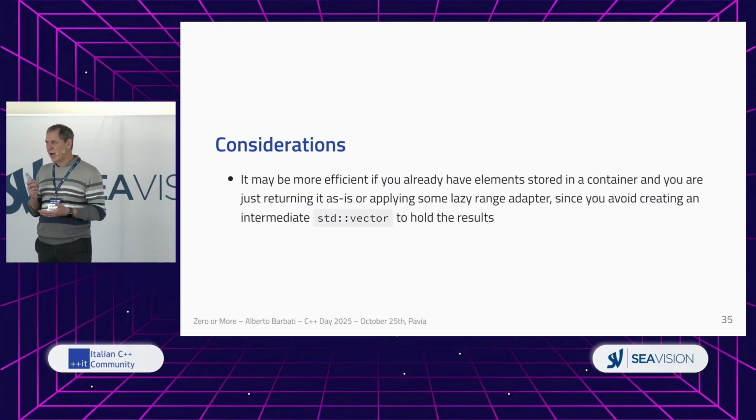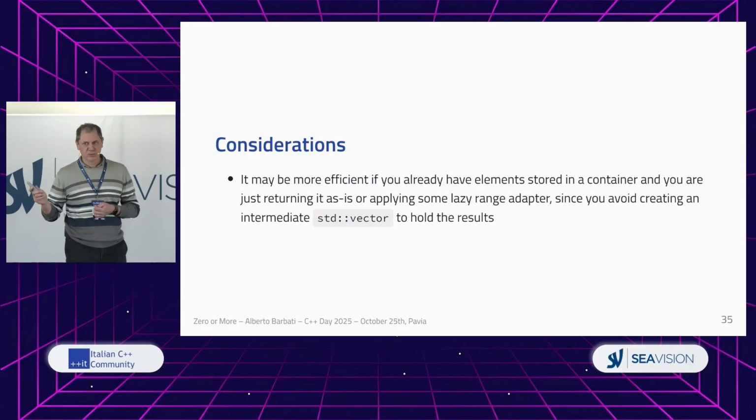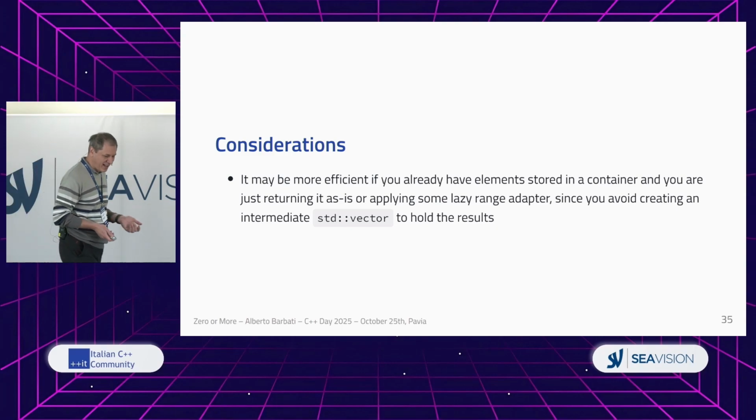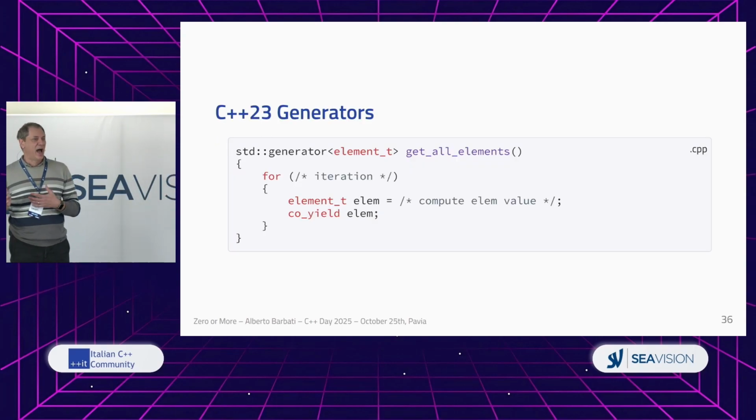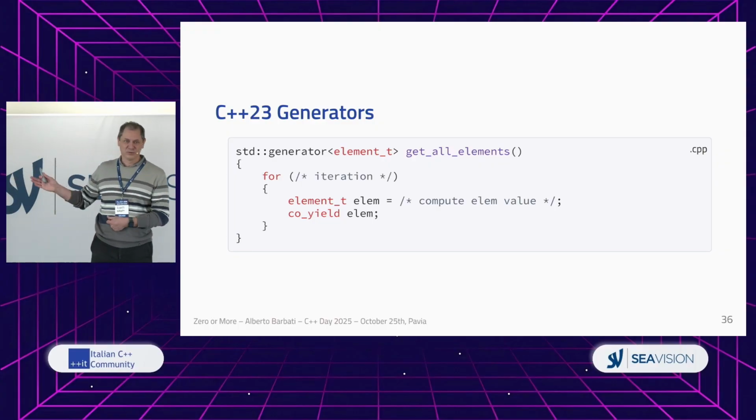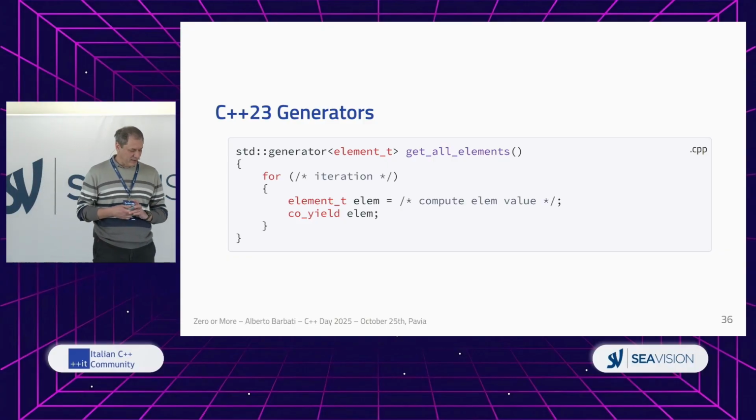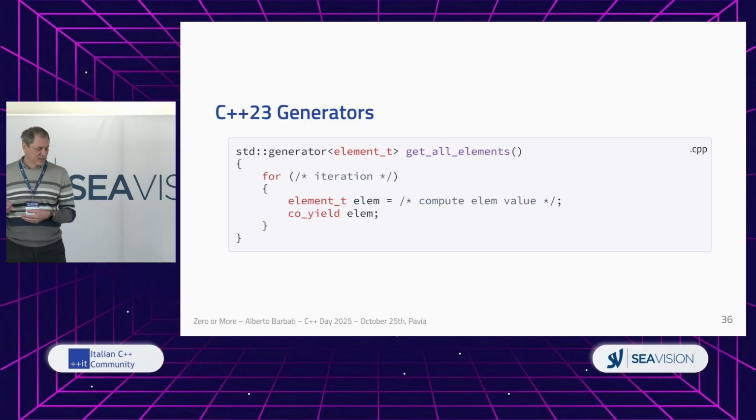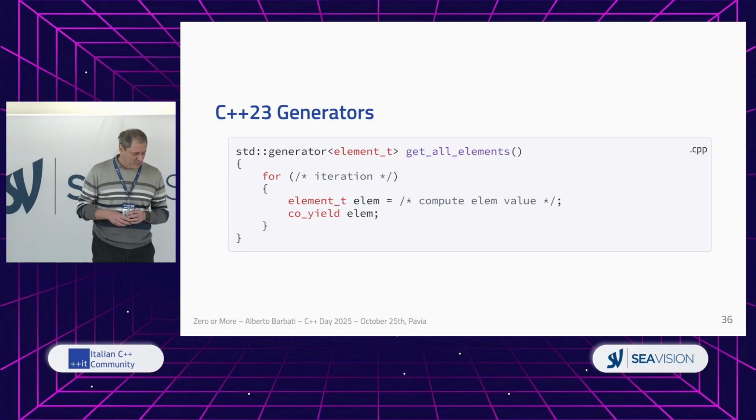Okay, so I think that now I have to give the $1 million back to Marco, because I am going to speak about coroutines. C++23 has generators. I did a talk only on generators, so if you want details, you can look in the Italian C++ channel and find my talk about generators. And generators are coroutines that can be used to address this problem.